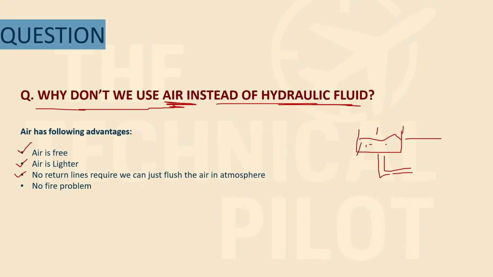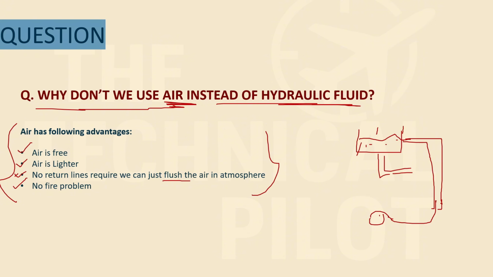So in hydraulic fluid, we were having return lines for fluid. When the fluid went to the pump through the service, we had a return line which will return the fluid back to the reservoir so that we can reuse it. But for air, it is abundant, so you don't have to return it. You can just release it to the atmosphere. You can just flush it, and you can just pump in new air, right? So you don't even need return lines if you use air instead of hydraulic fluid, and it also does not catch fire. So these are all advantages that we'll get if we use air instead of hydraulic fluid.